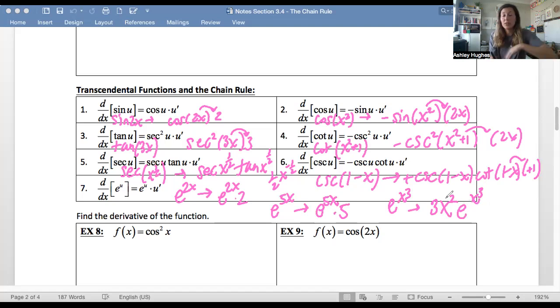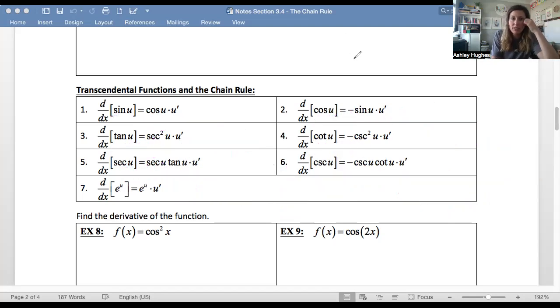Just a word of warning: usually we don't write cosine 2x times 2. Usually we put the 2 in front just because it looks nicer. So for order, we usually put this derivative piece in front. But the chain rule basically always applies to every function that you're doing. So you just need to always think about it as you're taking derivatives.